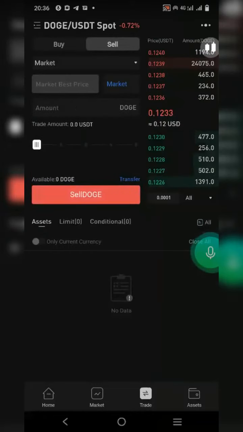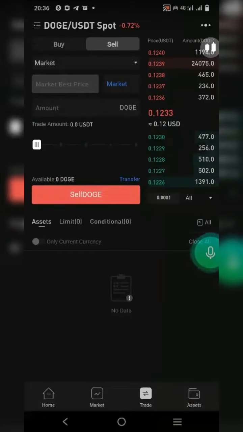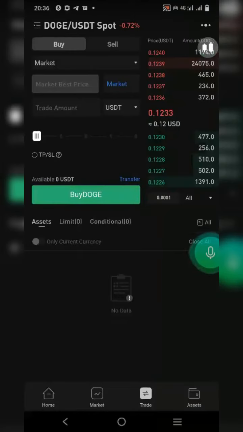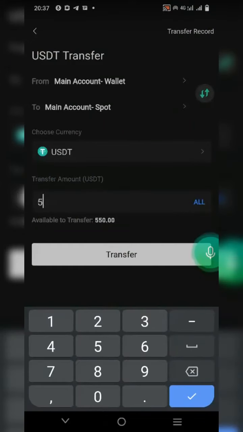I can decide to buy if I don't have Dogecoin and I have USDT to buy. I can decide to sell. But if you see, when I'm on buy, my available USDT in my spot wallet is 0. That's because I've not transferred anything down here yet. So I can click on transfer. I'm transferring from my main account wallet to spot. I can select 50.